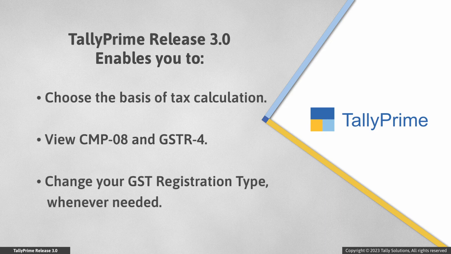As you saw, TallyPrime enables you to choose the basis of tax calculation based on your business practices and view CMP-08 and GSTR-4 for your quarterly and annual returns. What's more, if you cross the threshold limit as declared by the department, you can switch your registration type from composition to regular with a new effective date.